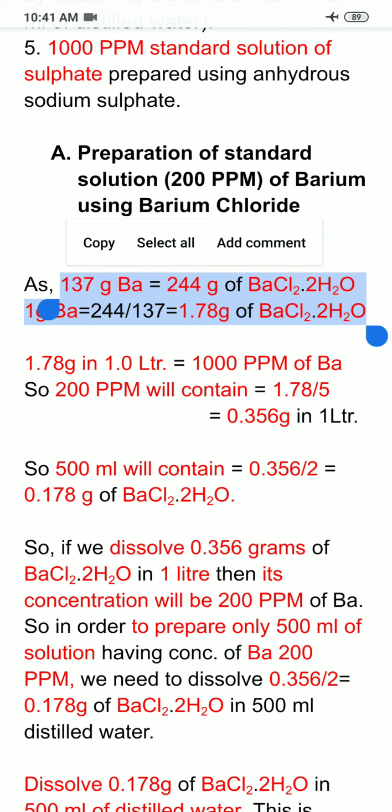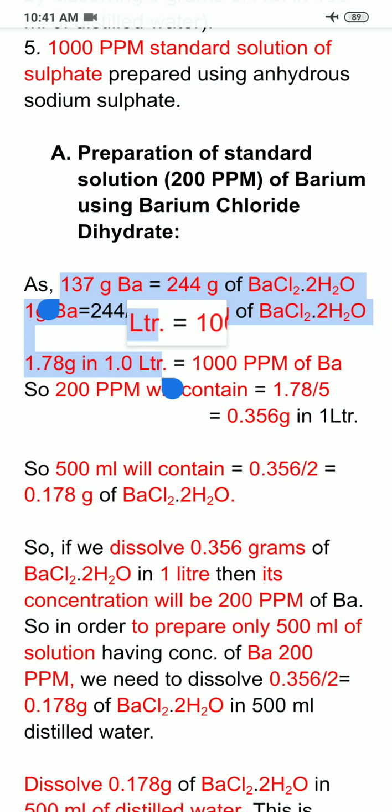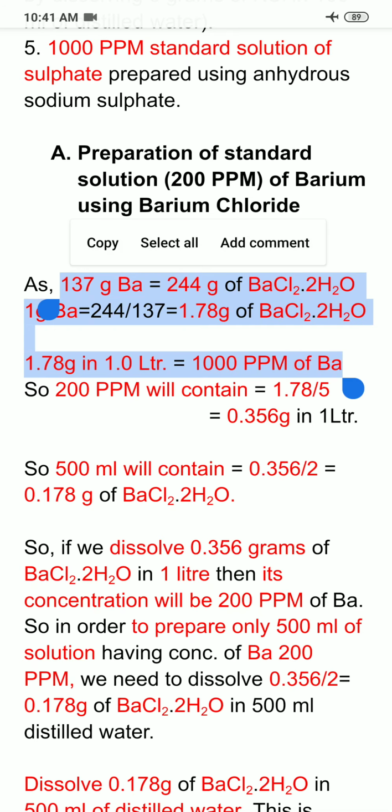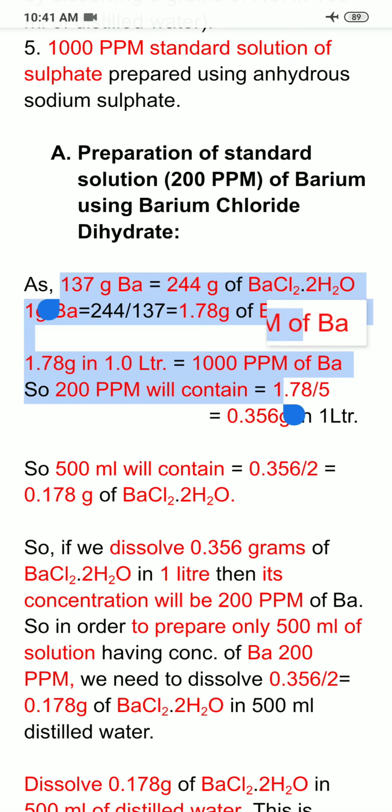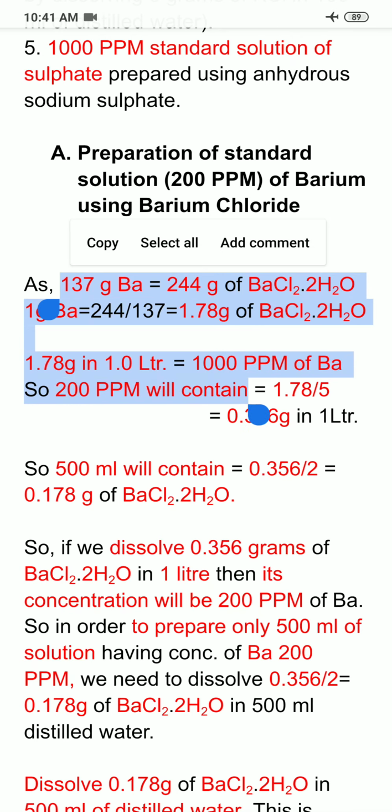or I can say 1000 milligram of barium, then upon dissolving 1.78 grams of barium chloride dihydrate in 1 liter of water, the concentration of barium in the solution will be equal to 1000 ppm. So if 1000 ppm contain 1.78 grams in 1 liter, then 200 ppm will contain 1/5 of that amount.